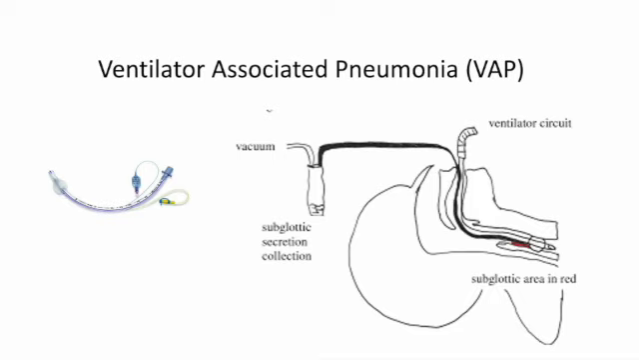One is elevating the head of the bed. Another is minimizing sedation, which we'll talk about later. And a third is ensuring adequate inflation of this endotracheal cuff. In doing so, we decrease the risk of aspiration and of secretions getting into the lungs.